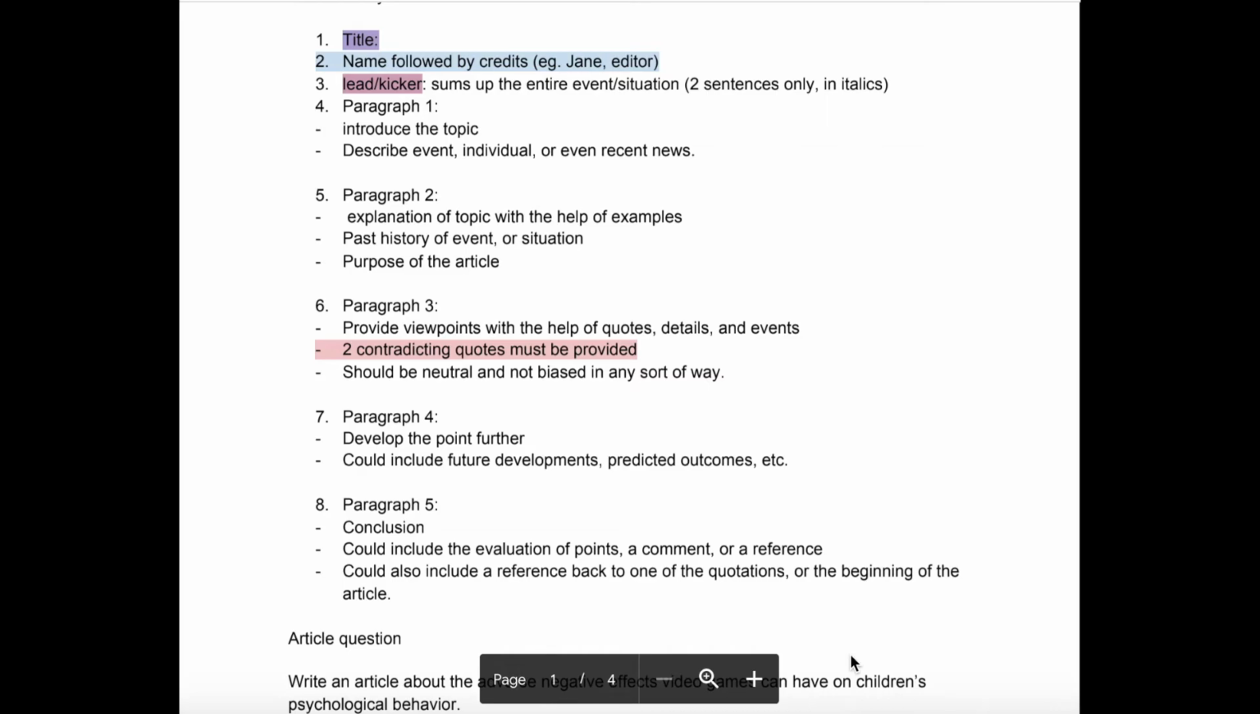2 contradicting quotes, however, must be provided in your article. It is essential to give evidence in this particular paragraph as it gives a sense of credibility to the audience. Whichever option you choose, depending on the question, make sure to give a detailed account and back it up with evidence. For our 4th paragraph, we talk about future predictions and outcomes.